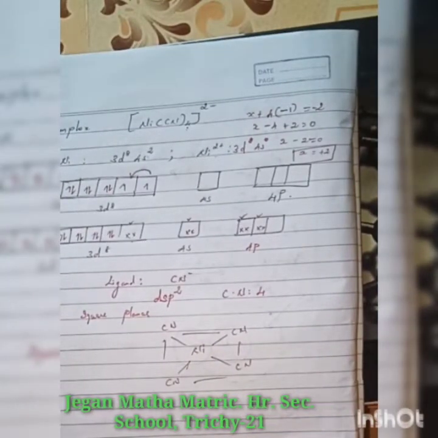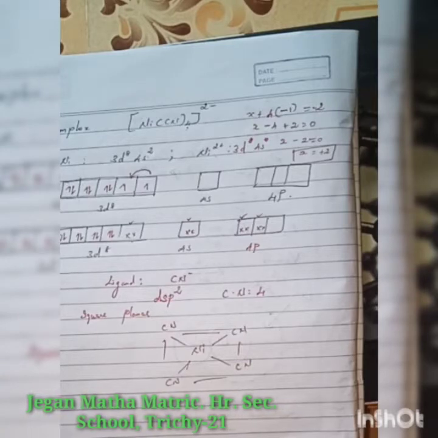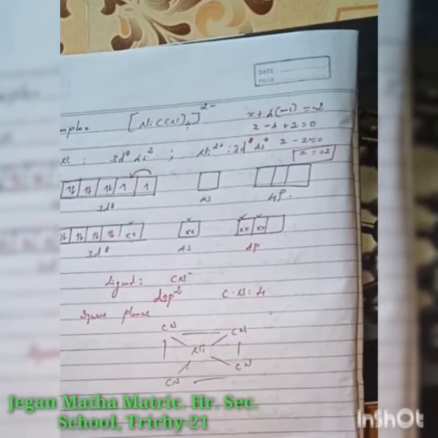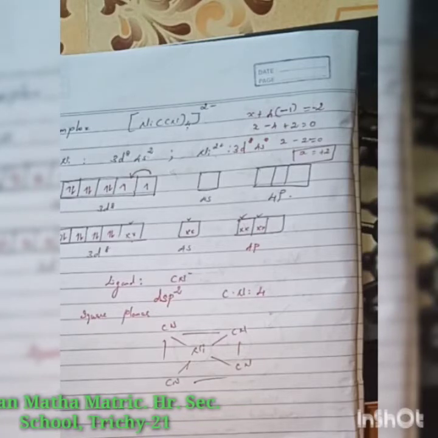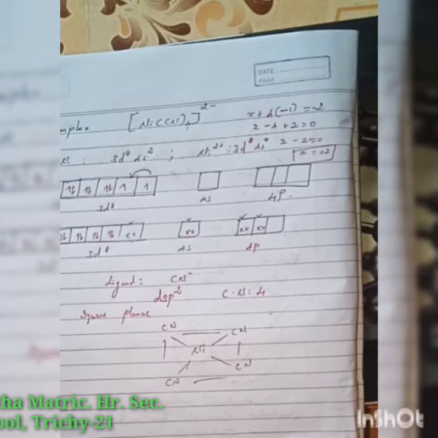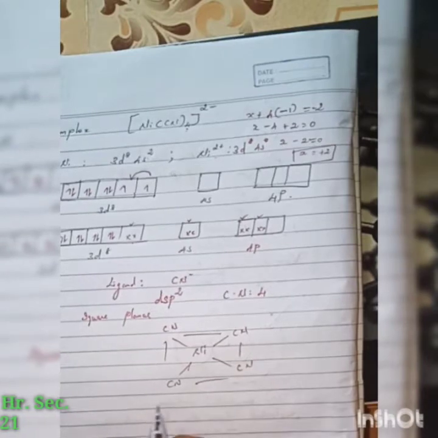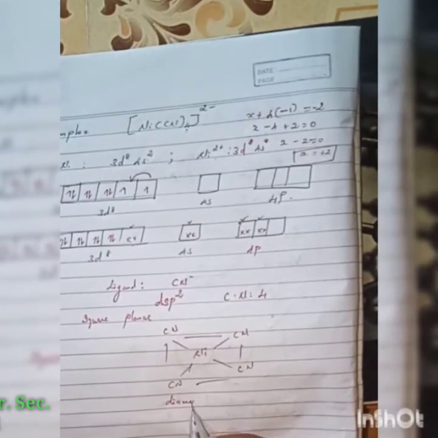And next, magnetic property. Here n represents the number of unpaired electrons. Magnetic property means paramagnetic or diamagnetic. Paramagnetic means unpaired electrons are present. Paired electrons present means diamagnetic. Here no unpaired electron is present, so the nature is diamagnetic only. So here the magnetic property is diamagnetic.